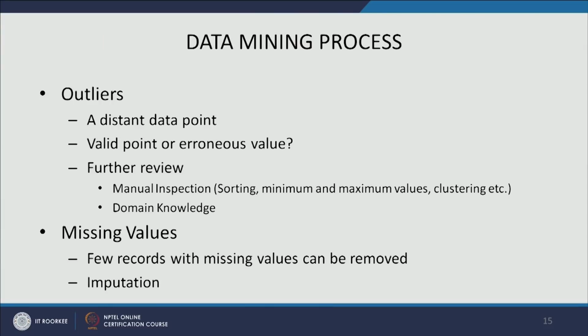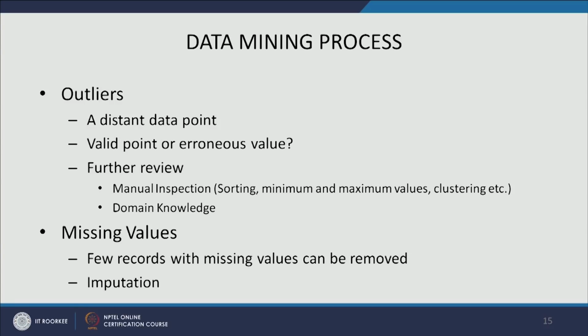Now another relevant concept is outlier. Now what is an outlier? An outlier can briefly be defined as a distant data point. The important thing for us to understand is whether this distant data point is a valid point or an erroneous point, because if a particular data point is very distant from the majority of the values, or more than 3 standard deviations away from the mean, then it could be due to human error or measurement error. So we need to find out whether a particular data point is because of human error or measurement error.